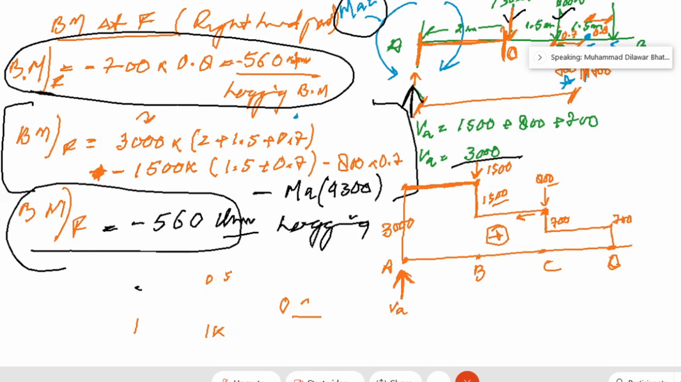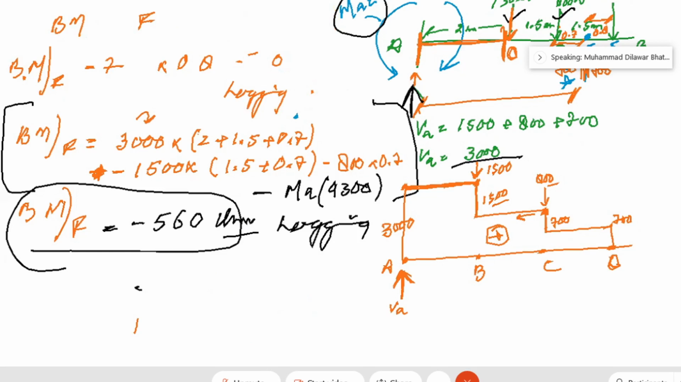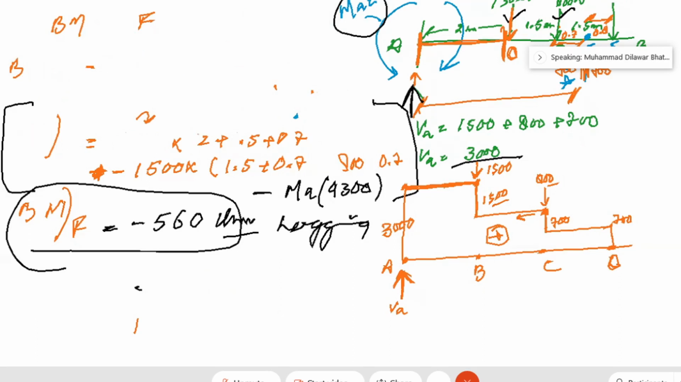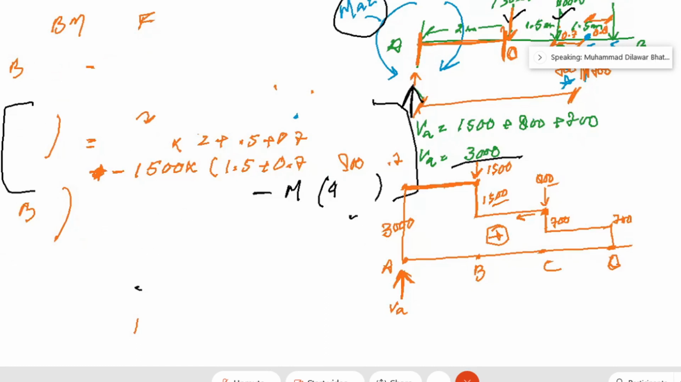Okay. We were talking about what we called the bending moment now. You already know that the point is in negative form. That means it is hogging. Therefore, simply draw its bending moment diagram.